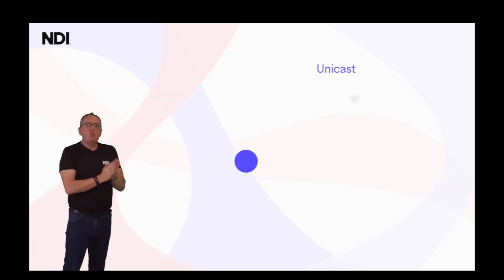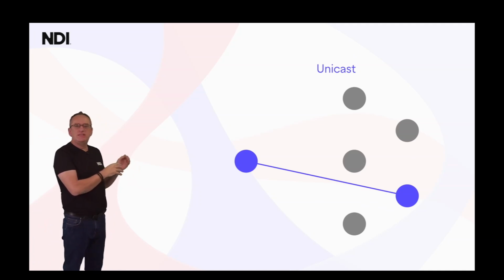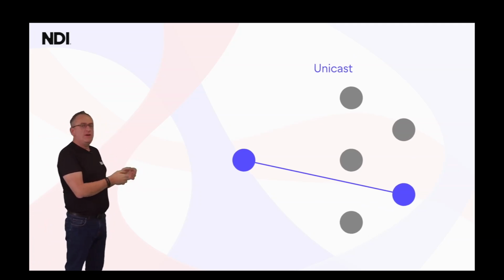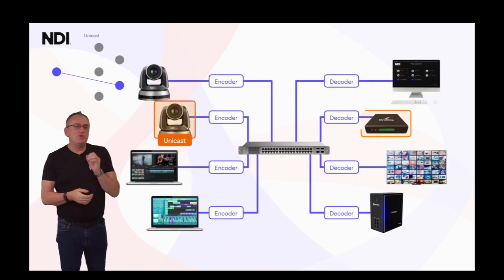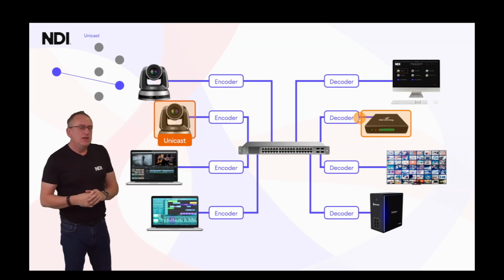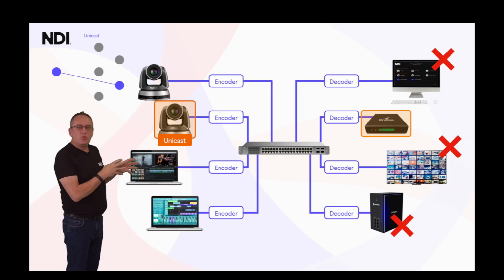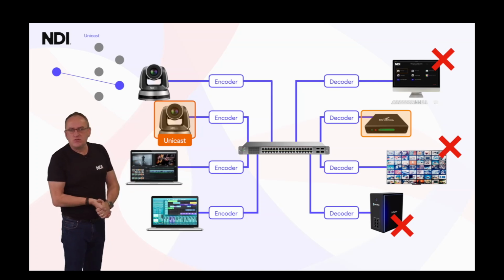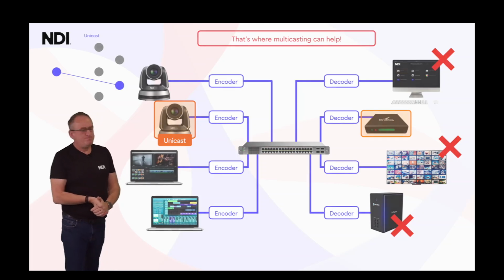Unicast is a one-to-one communication. That's where a single sender transmits data to a specific receiver. In AV over IP, unicast is ideal for private streams between devices, but it can become inefficient if multiple receivers need the same stream, because it requires duplicate transmissions for each receiver. And that's where multicasting can help.